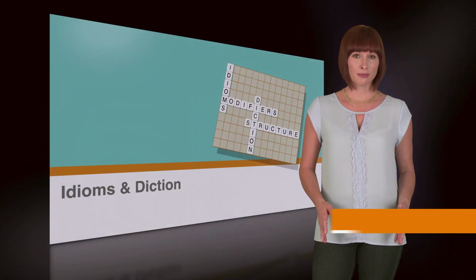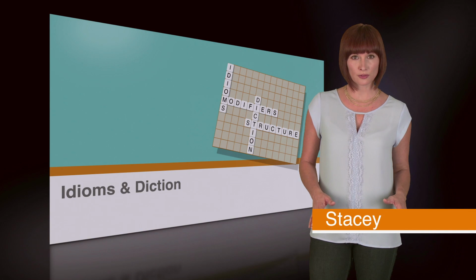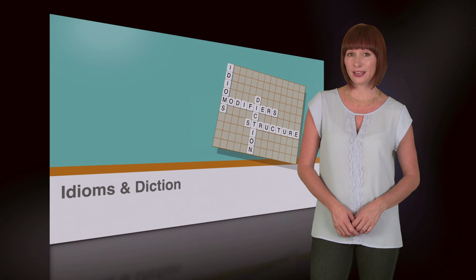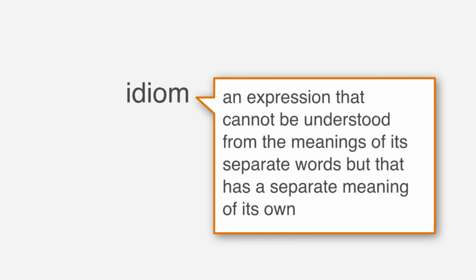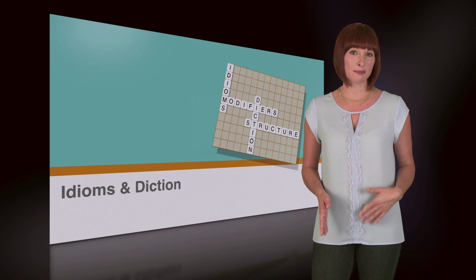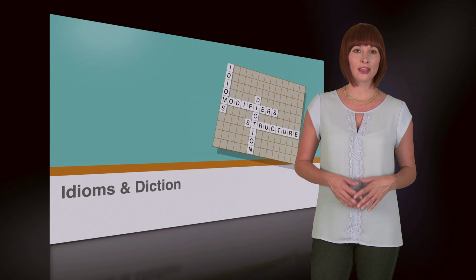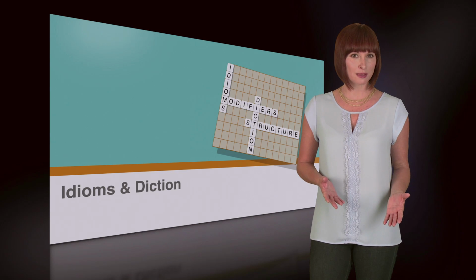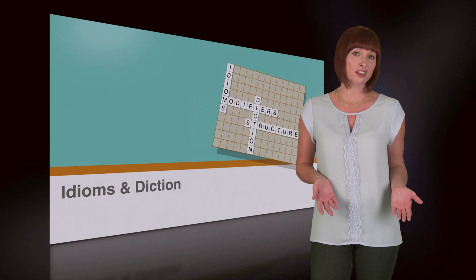So here you are, memorizing all these hard and fast rules of grammar when you stumble upon idioms. An idiom is an expression that cannot be understood from the meanings of its separate words, but that has a separate meaning of its own. Basically, idioms are the accepted way of saying something. Native English speakers will generally recognize a misused idiom because the sentence sounds off.